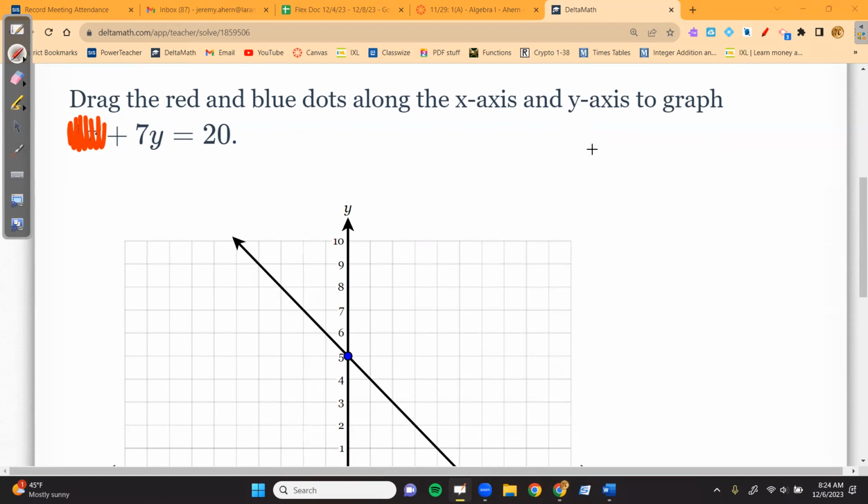Can 20 divide by 7? Then the answer is 20 sevenths. But I'm not out of the woods yet, because if I'm not listening right now, I'm going to be the kid that later goes, how do you graph 20 sevenths? Make sure you're listening. 20 sevenths can be tricky, but not if you think of it as a mixed number.